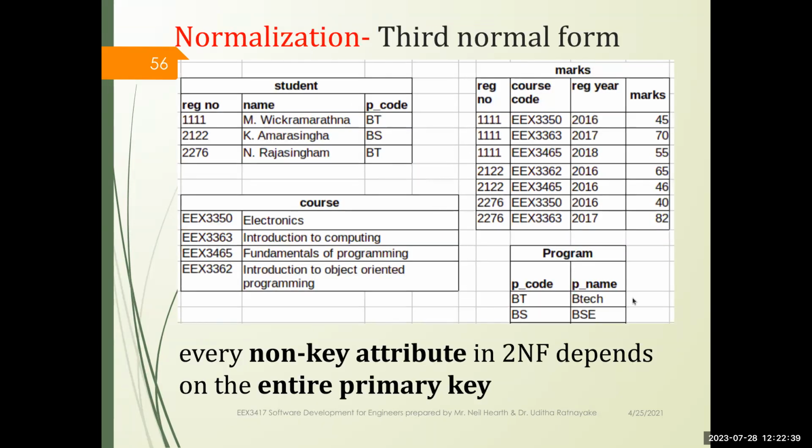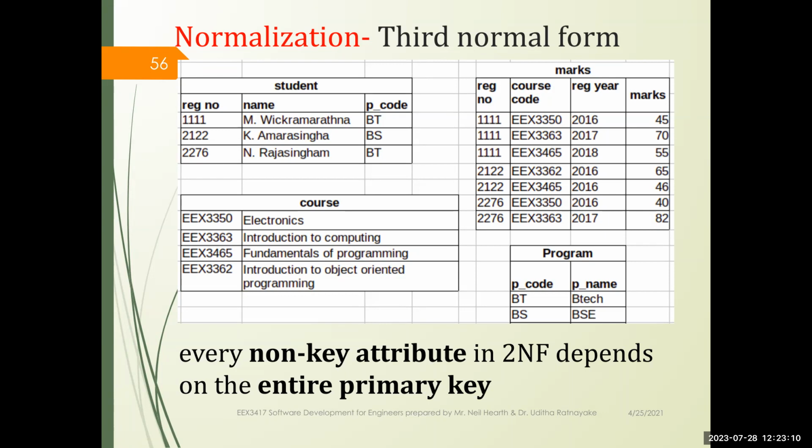And also we take program code separately. Registration number, name, program code, BT. BT's name is BTech. This student has taken Bachelor of Software Engineering, that is VSE. Like that, we can separate all the tables separately.